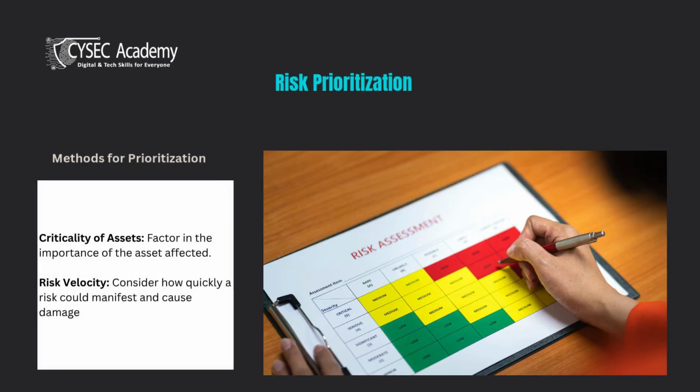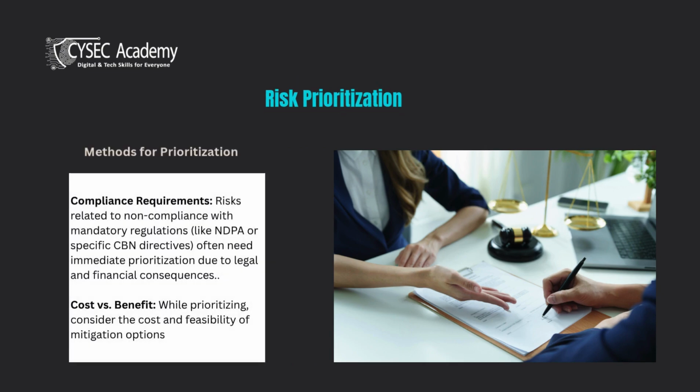3. Criticality of assets. Factor in the importance of the asset affected. A moderate risk to a highly critical system, e.g., core banking application, might be prioritized over a high risk to a less critical system. 4. Risk velocity. Consider how quickly a risk could manifest and cause damage. A high velocity risk might need more immediate attention even if its overall score is slightly lower than a slow-burning risk.